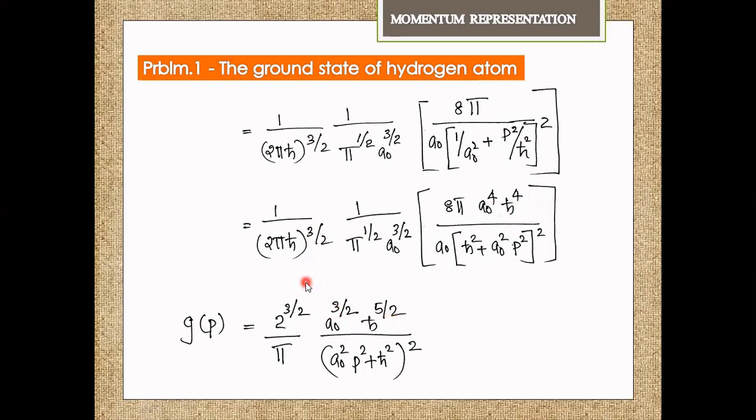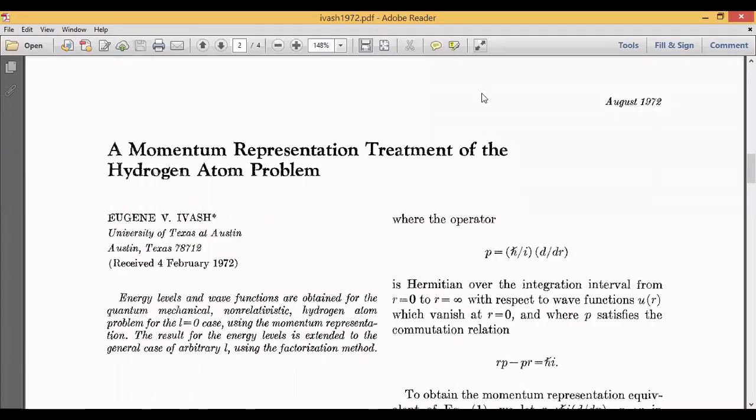Like that, we obtain the general equation: the momentum wave function for hydrogen atom in the ground state is Gp is equal to 2 raised to 3 by 2 by pi a0 raised to 3 by 2 s cut raised to 5 by 2 by a0 square p square plus h cut square the whole square. This is the simplest way to find the momentum representation of hydrogen atom using Fourier analysis. There are so many other methods to find the momentum representation. I will show you a paper regarding this.